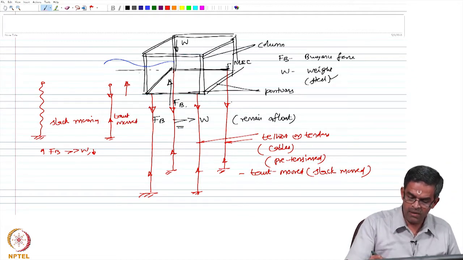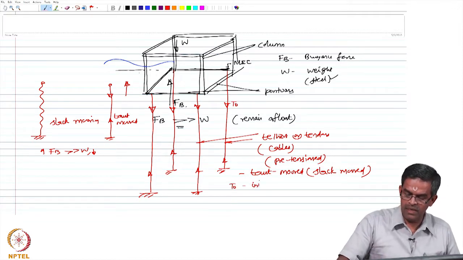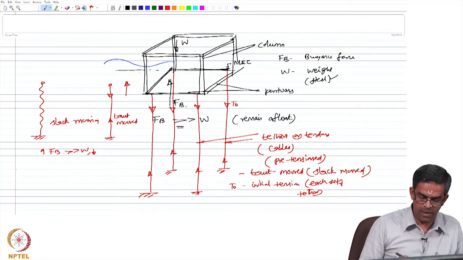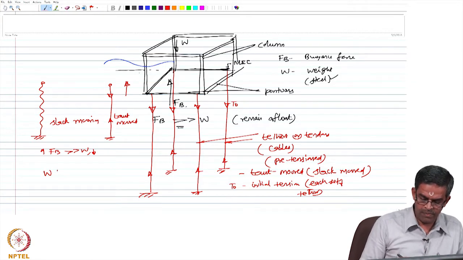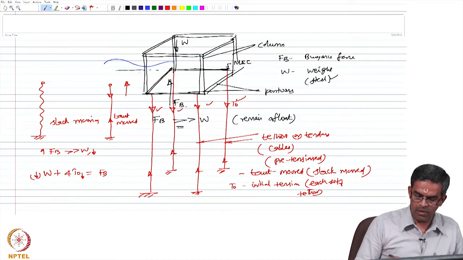Now, if I take T0 as the initial tension in each tether or set of tethers, then I can write the equation of static equilibrium as W plus 4 T0 is equal to Fb, because W is acting downward, T0 also acts downward, there are 4 because there are 4 legs here, and Fb acts upward. This is my equation of static equilibrium.